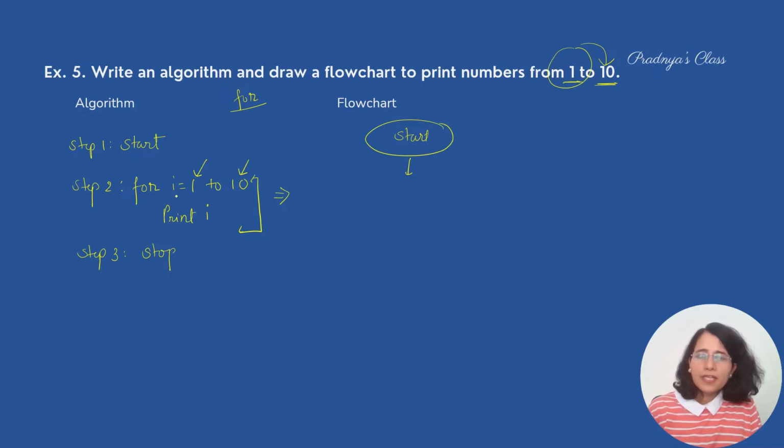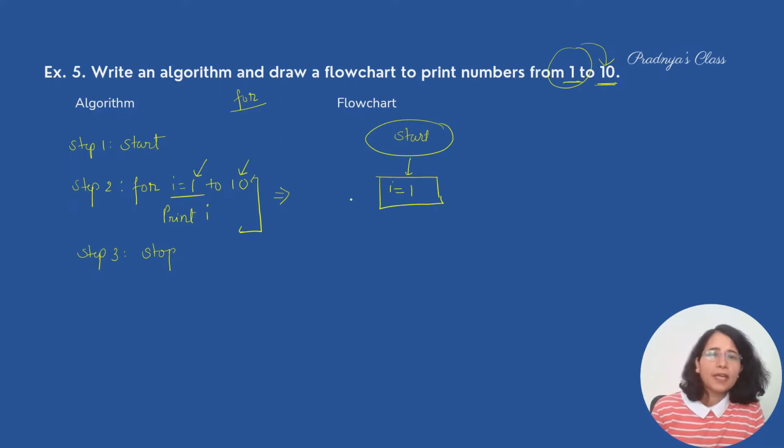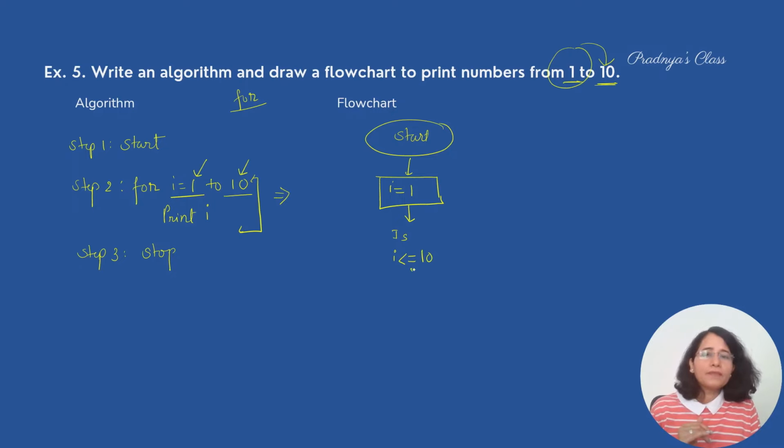First we are initializing the value 1 to the variable. So initialization statement is also a processing statement. That's why I am writing it into the rectangle. Now next we have to check whether this I is less than or equal to 10, because we have to execute this loop only till 10. The value should not go beyond that. That's why I have to check is this I is less than or equal to 10.